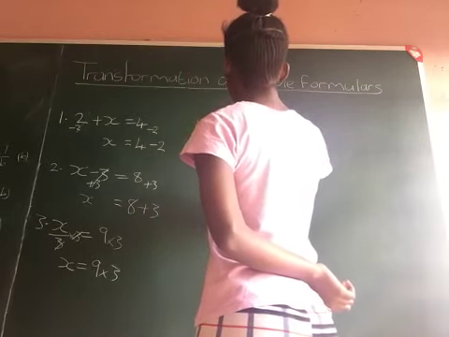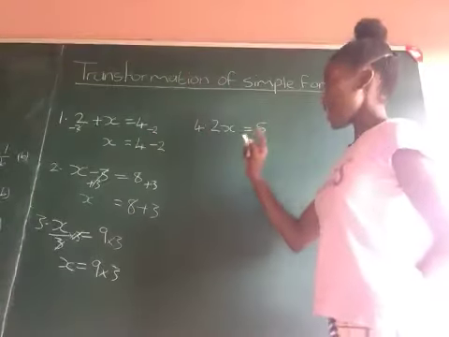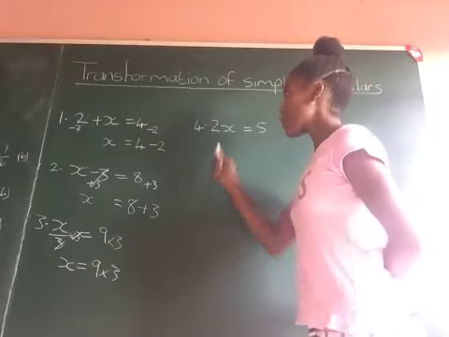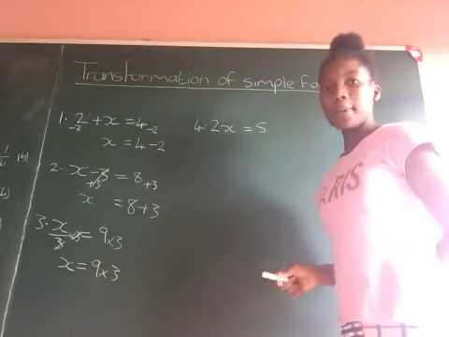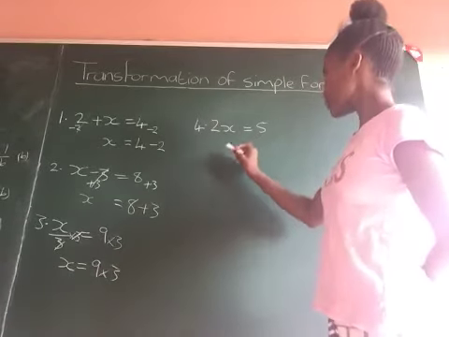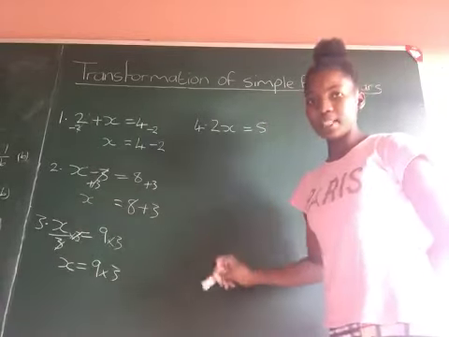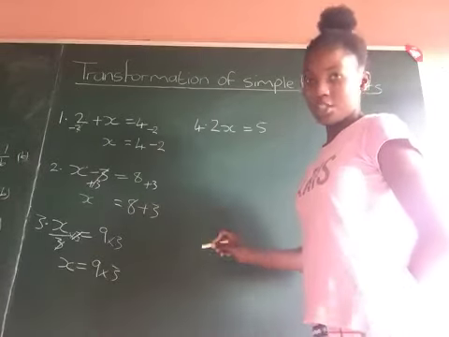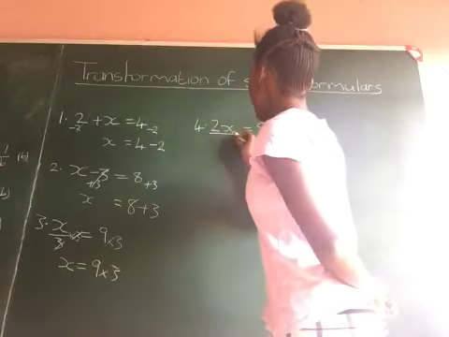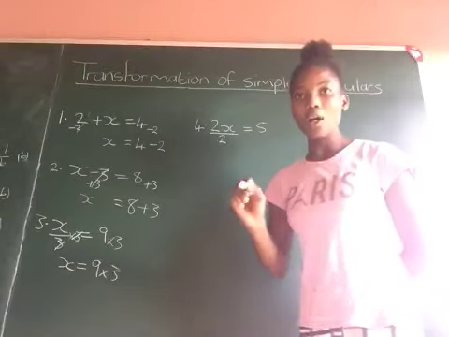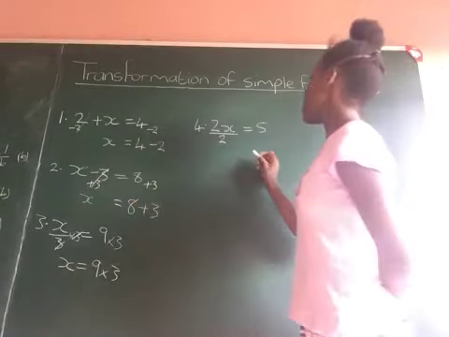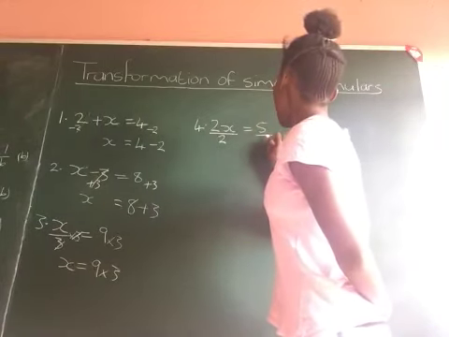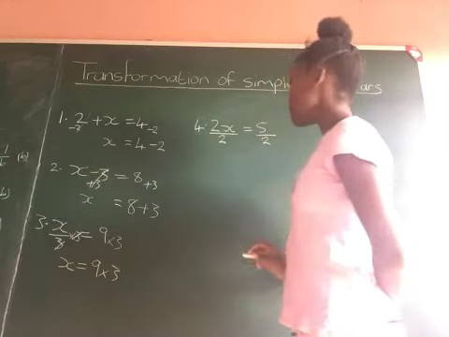is equals to 5. Now here, to make x the subject of the formula, we're going to focus on this positive 2. And in this case, we're dealing with multiplication. So the opposite of multiplication is division. So we're going to say divided by 2. And remember, always remember, what you do on the left, you also do on the right side. So we say divided by 2 there.